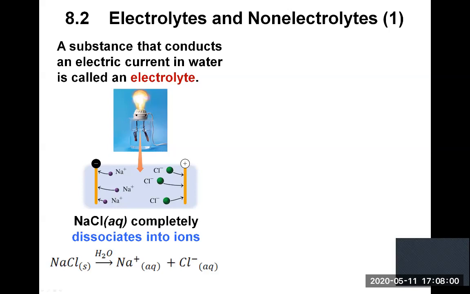And so if you look at the atomic level, the reason why electricity is conducted by a solution of sodium chloride is because when sodium chloride is placed into water, it completely dissociates into ions. Here it shows how NaCl as a solid, when placed in water, water is above the arrow to show that it's placed in water, dissociates into its ions, which are Na plus and Cl minus. And you see that the phase for Na plus and Cl minus are aqueous.